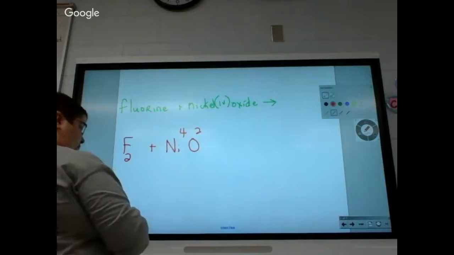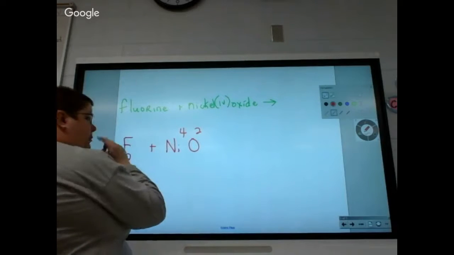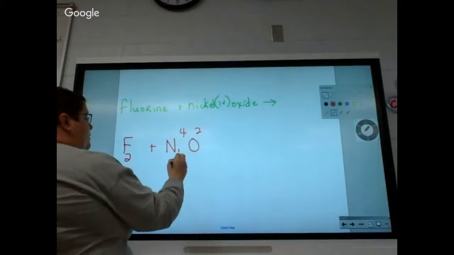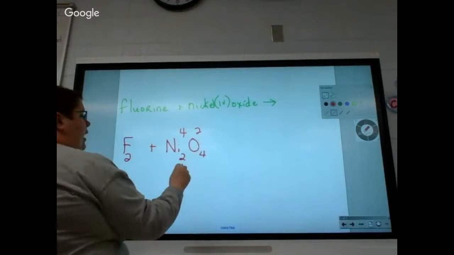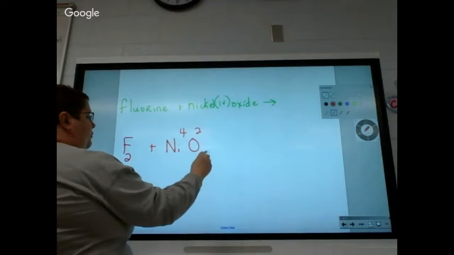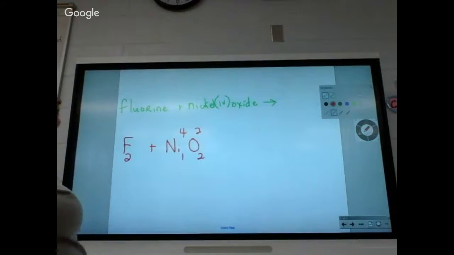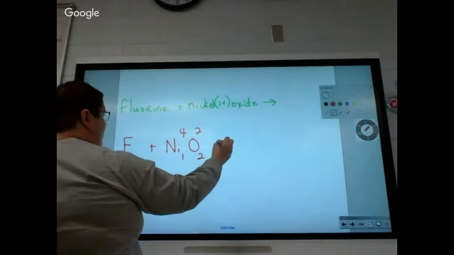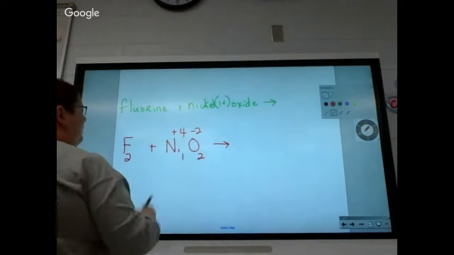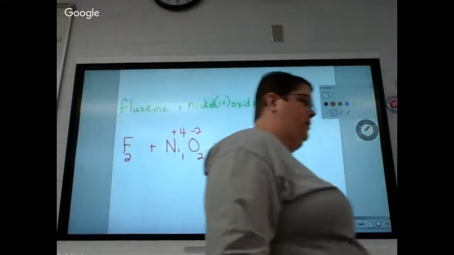They can reduce. So I'm going to need to reduce them when I crisscross them, right? So 2 and a 4 need to become a what? 1 and a 2. Because if you forget to reduce, you lose points. All right, so that was a positive. That was a negative. Now I need fluorine's oxidation number.